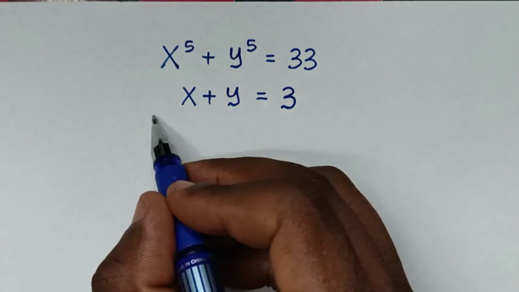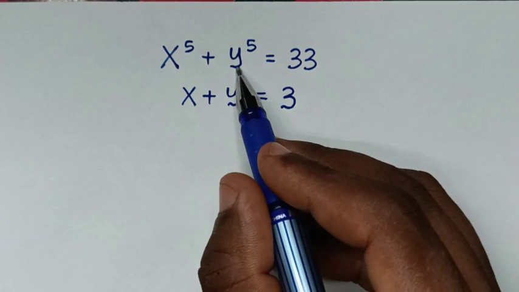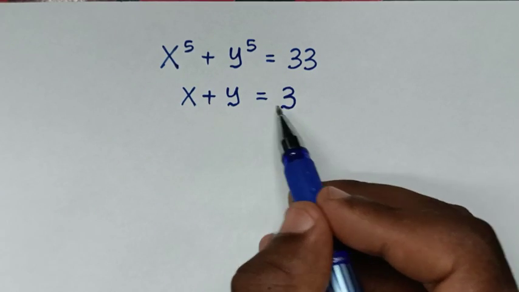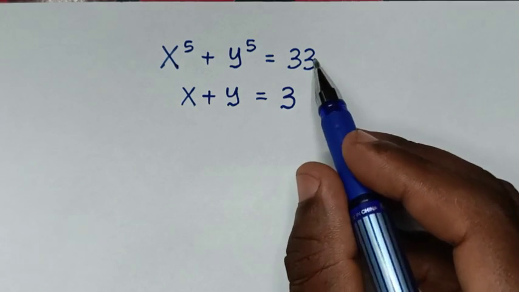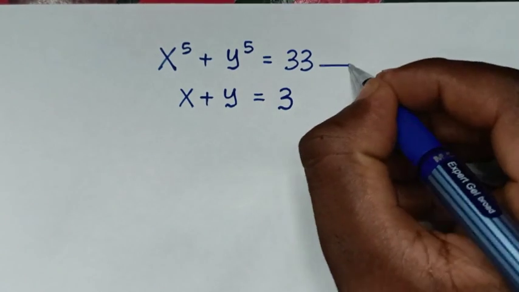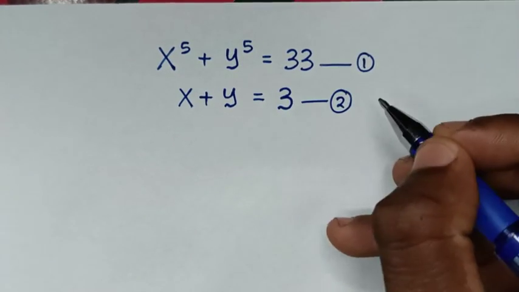Hello, you're welcome to solve this math problem, which is x power 5 plus y power 5 is equal to 33, x plus y is equal to 3. To find the values of x and y from these two systems of equations, we call this equation 1 and this we call equation 2.